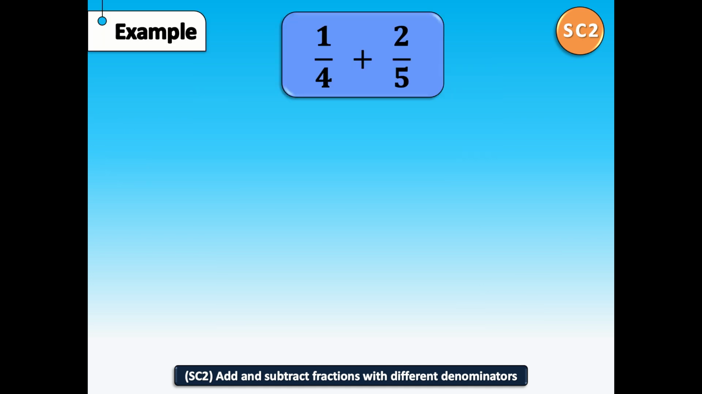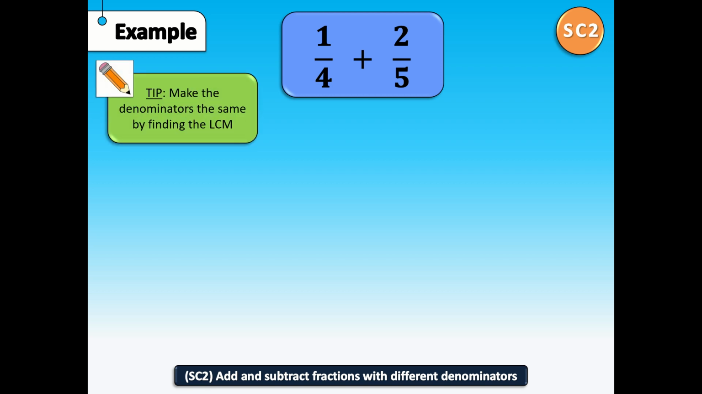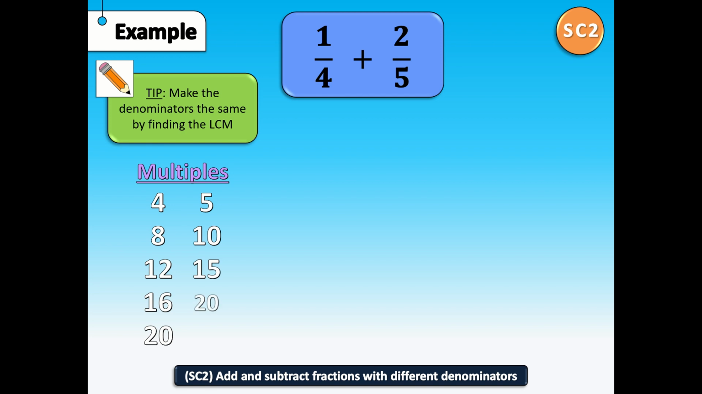And that's what we have to do numerically. We need to make the bottom numbers the same. So if we think about what we could make the 4 and the 5 into, so you've got your multiples of 4 and your multiples of 5, you can see 20 is a multiple of both numbers. So we can make them both into 20.